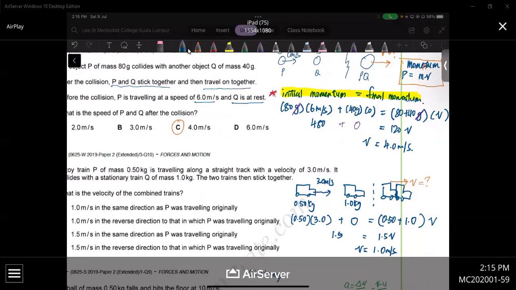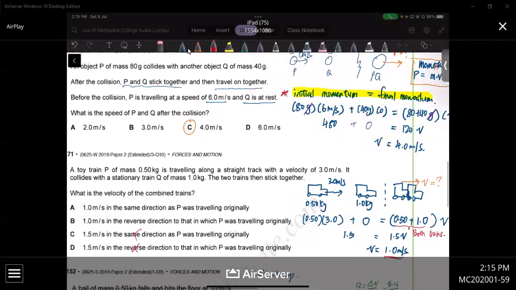B or D? Well, let's get the number right first. Do you get 1 or do you get 1.5? Because after that, they move together, right? So whenever they move together, we consider them as one. This one is boat trains. So they move together, so we add the mass together. Okay, so we have 1 meter per second. And then got change direction, man. Cannot be that. It'll be very weird, right?